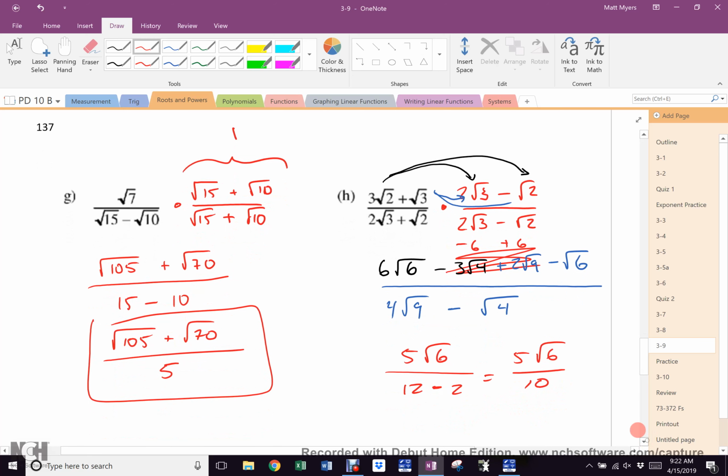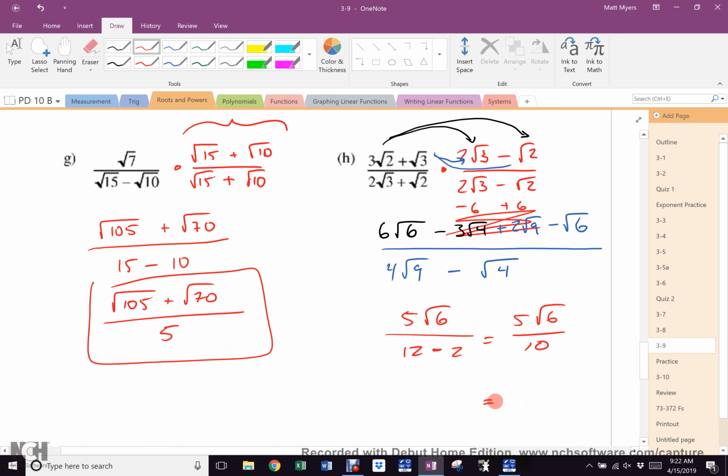Am I done? No. What is the answer? Root 6 over 2. And ladies and gentlemen, believe it or not, that's pretty much as hard as it gets. So if you can follow that, you're good.